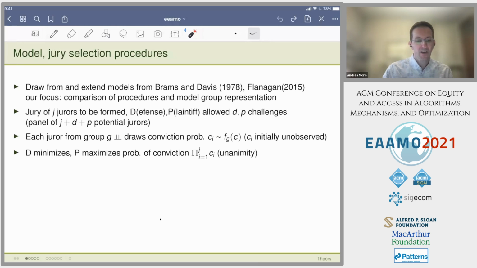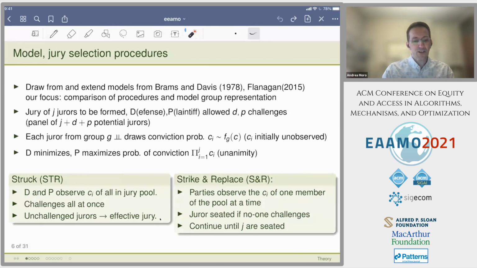Again, we follow the literature here, so that is a black box, and it's one of the limitations of the theory. Under the struck procedure, defense and prosecution observe the conviction probability of everyone in the jury pool before they make all the challenges, and the unchallenged jurors form the effective jury. Under strike and replace, parties observe the conviction probability of one member at a time. The juror is seated if no one challenges, and the process continues until all jurors are seated.